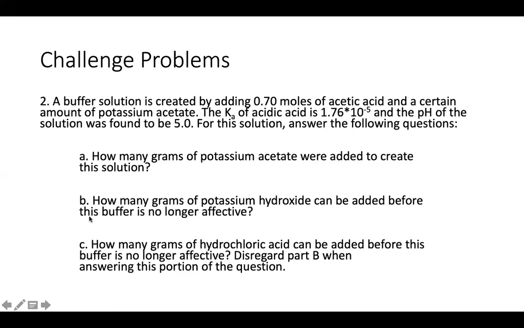So you're going to do part B and then you're going to try part C. When you do part C, pretend part B never existed, right? Disregard part B. I want you to use the initial amounts from the beginning when doing part C. But again, a very, very intense buffer question.